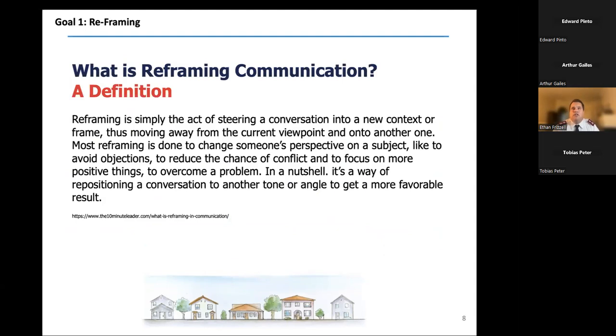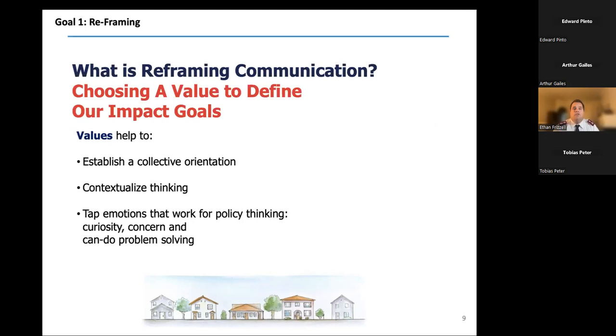Part of Good Neighbors is using housing data to reframe the conversation in the homeless service sector. By focusing on housing data, it has opened up lines of communication around the nation that we have struggled to get into before. And in this reframing, we're able to talk about housing, housing, and housing. Part of reframing is choosing a value to define our impact goals. Values help us to establish a collective orientation, contextualize thinking, and tap emotions that work for policy thinking.